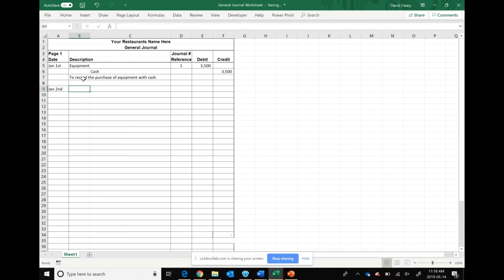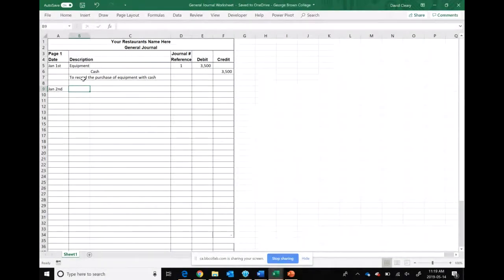We've purchased $1,000 worth of food products, let's say with cash. What two accounts are being affected? Inventory and cash. Specifically, what's happening to our inventory? It's increasing. What's happening to our cash? Absolutely, it's decreasing. We have to show the increase to the inventory. We also have to show the decrease to our cash.